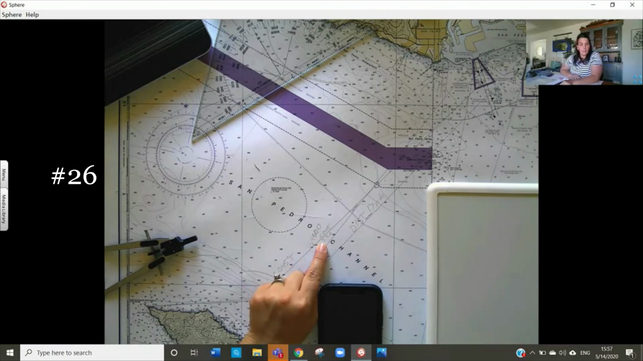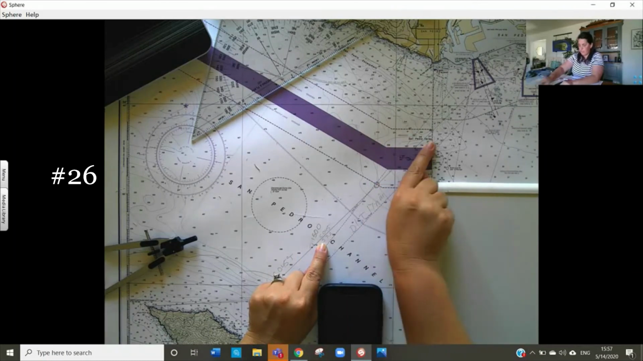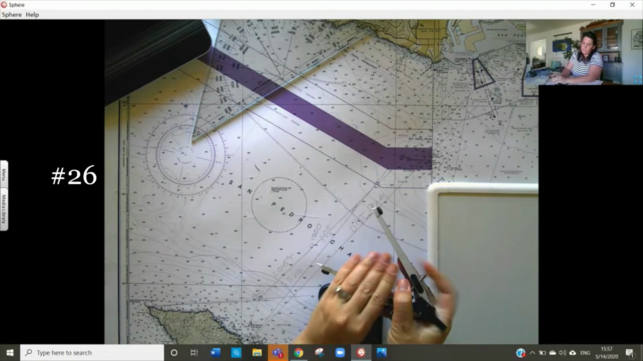Now it asks us what is our ETA to when we enter the traffic lanes. So to this point right here, so when we're going to be aware of entering those traffic lanes. So we get our distance, we measure our distance here.